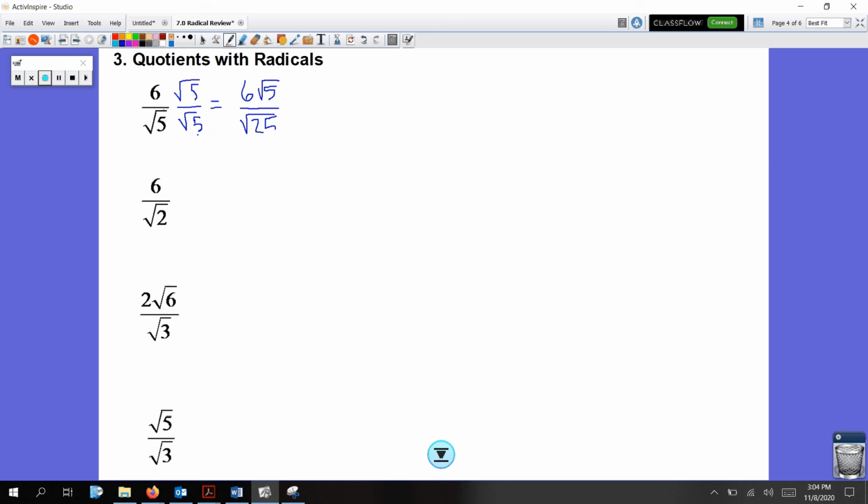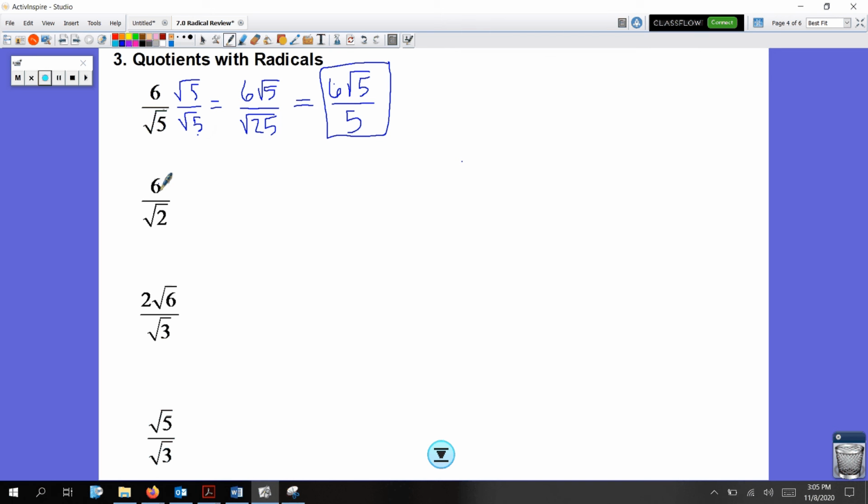The square root of 25 is a perfect square, and that's the reason why I multiplied the quotient by root 5 over root 5, because I wanted to have just an integer in the denominator. So now I have 6 root 5 on the top over 5. Now be careful if you can simplify here. 6 over 5 does not simplify, so this is my final answer.